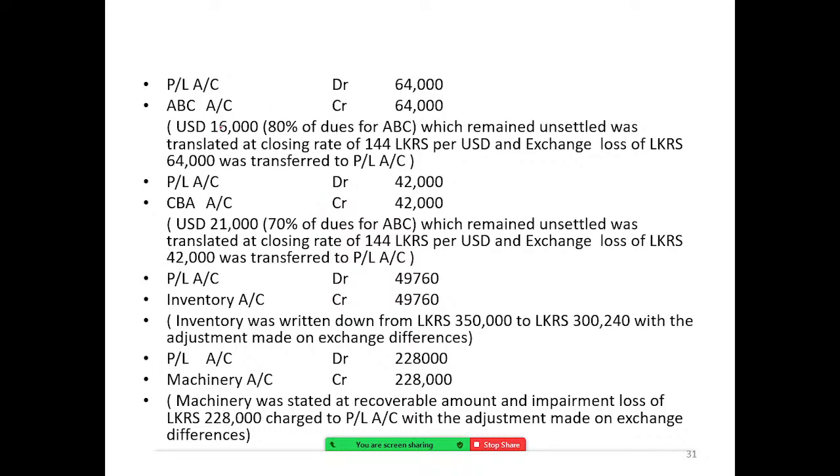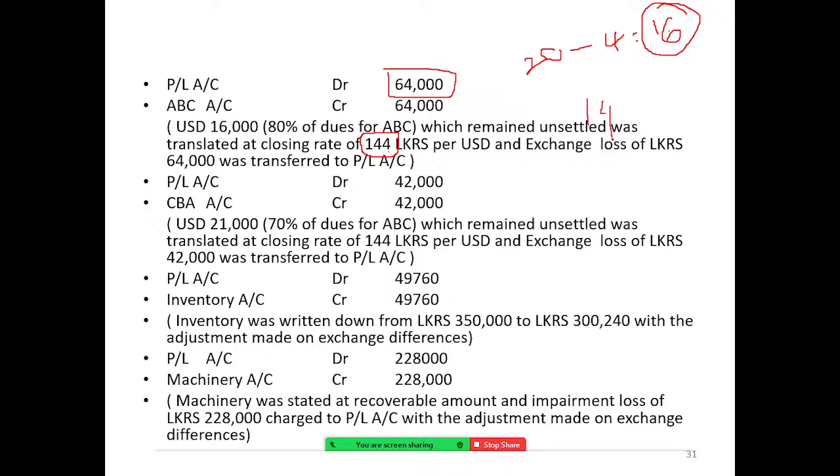And here, so they have purchased for 20,000. Already 4,000 was paid. At the year end date there will be 16,000 US dollar. So that is payable. So it's a monetary item. So therefore they have to take closing exchange rate. So closing exchange rate was 144. So 16,000 into 144 equal 64,000.